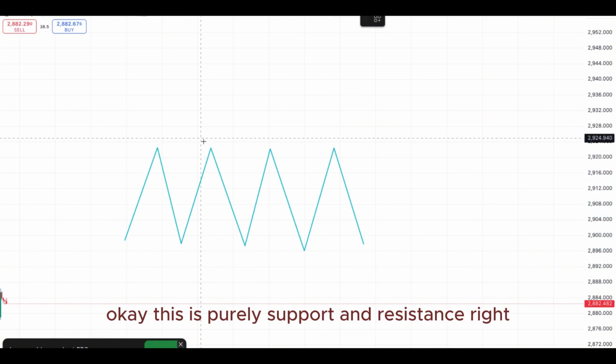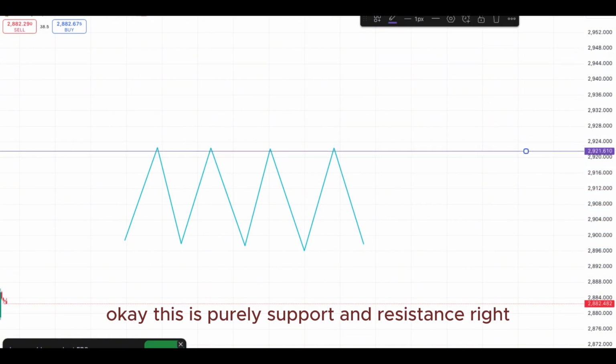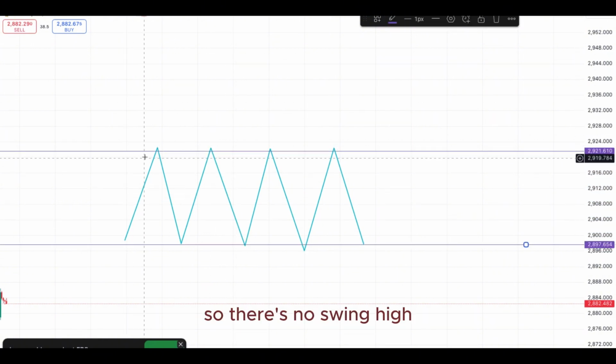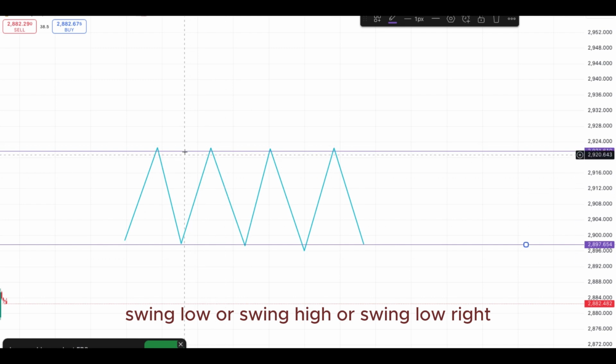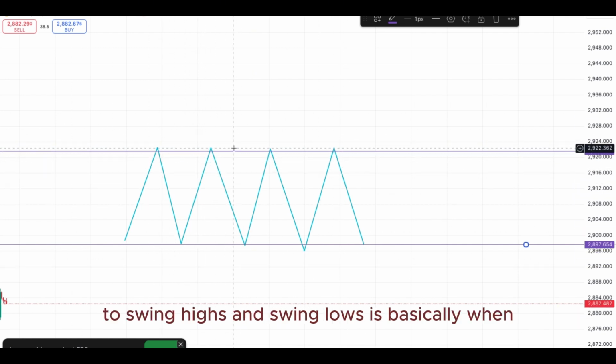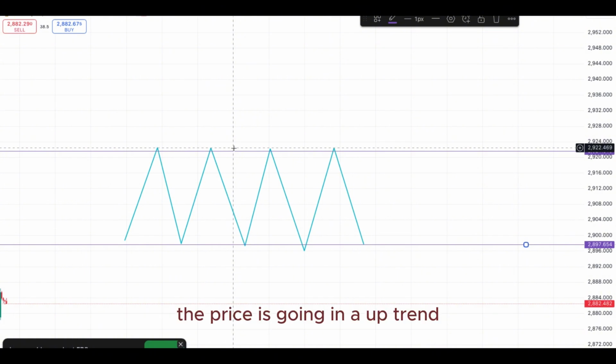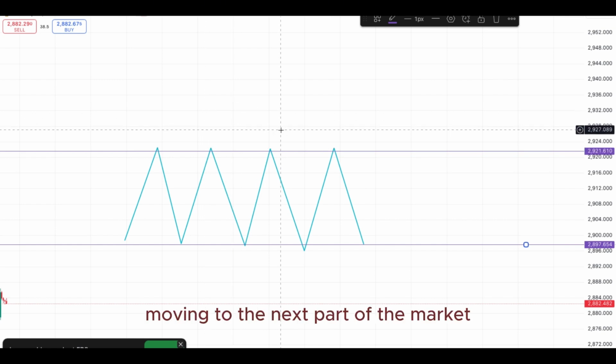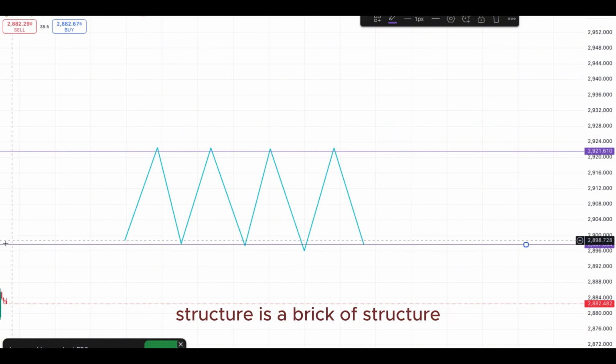Okay, this is purely support and resistance, right? So there is no swing high or swing low in this range. Swing highs and swing lows are basically when the price is going in an uptrend or in a downtrend. Okay, now moving to the next part of market structure, which is the break of structure.